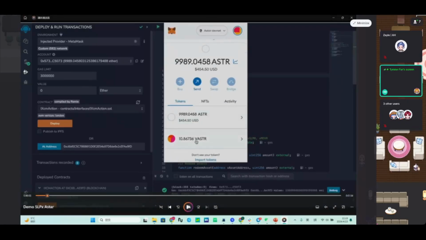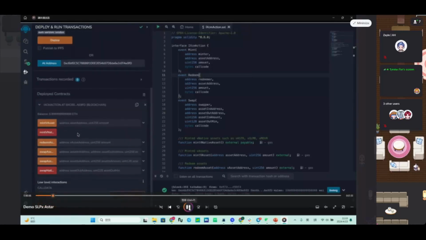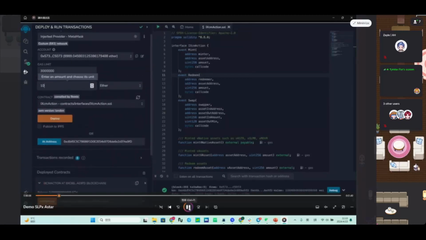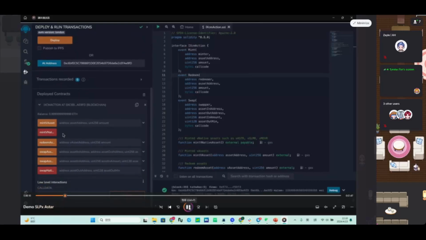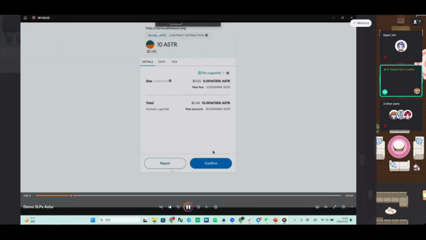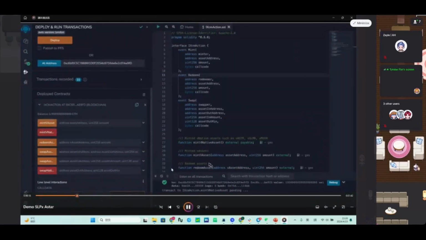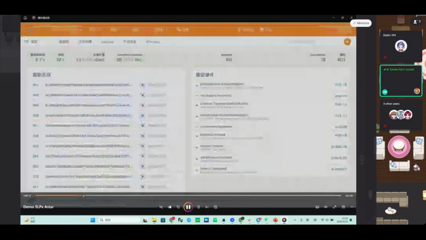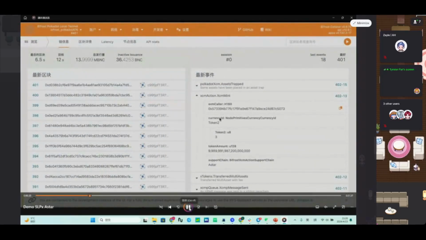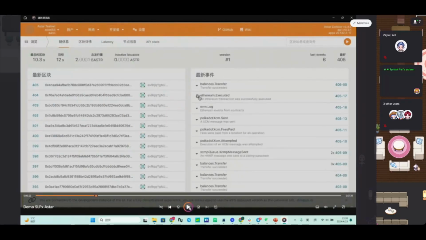I'm checking my wallet, how many VAstar I already have. So I want to mint 10 VAstar. Remember, my balance was 10 Astar in my wallet already. So we are going to the Astar testnet to check the events, if the minting event has already been executed.